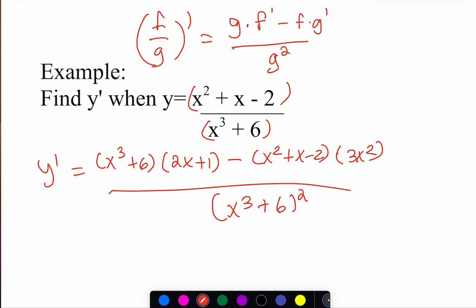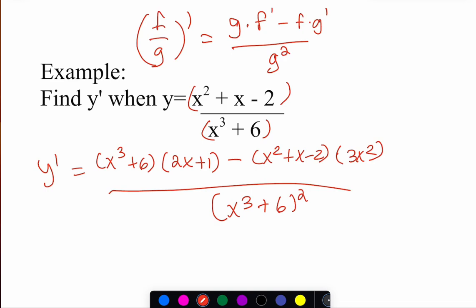Now, I'm not wasting time now. We don't have the time right at the moment. But in real life, you would never multiply the bottom out. It's not helpful, but you would simplify the top, just using your rules of algebra, distributing, combining like terms.